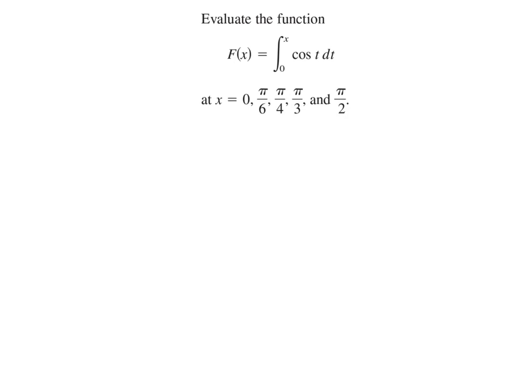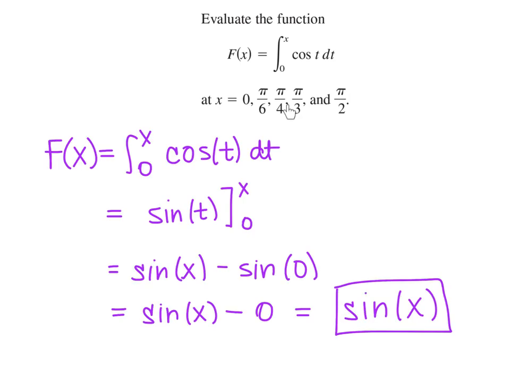So let's jump right into an example. Let's evaluate this function. Let's say f of x is equal to the integral of cosine of t dt from 0 to x. And we'll evaluate that at x equals 0, pi over 6, pi over 4, pi over 3, and pi over 2. My first step in this process is to integrate as usual. The integral of cosine is sine, but instead of an x, I have a t right there. So I'm going to input x first, so that becomes sine of x minus sine of 0, which is my a value. And that becomes sine of x minus 0, which is just sine of x.